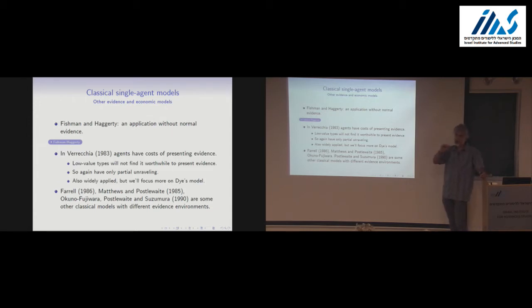Okay? So there'll be again a threshold. The lower types will not present evidence, and the higher types will, exactly as in the die model that I presented. Okay? So the structure of the equilibrium is going to be the same. The parameters that drive the equilibrium are different. In the die model, it's the probability of having evidence, and in the Verrecchia model, it's the cost of evidence.